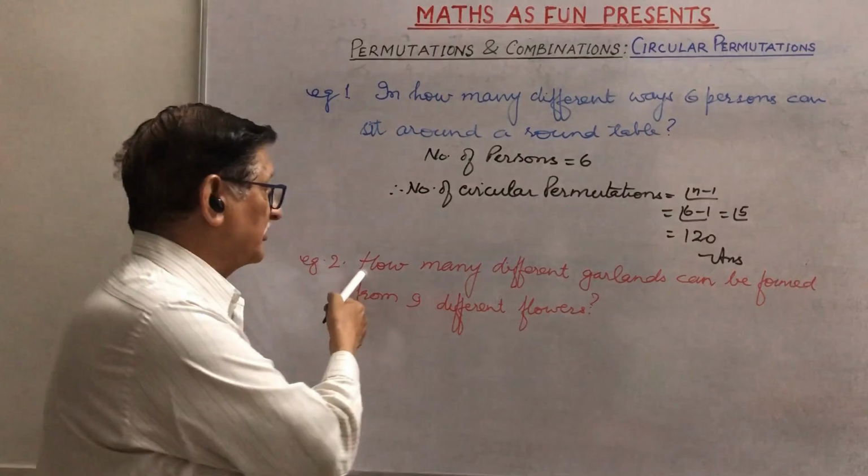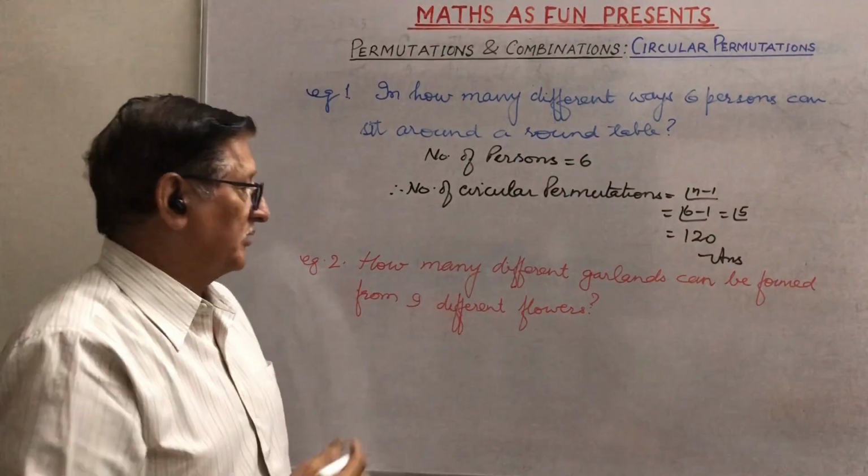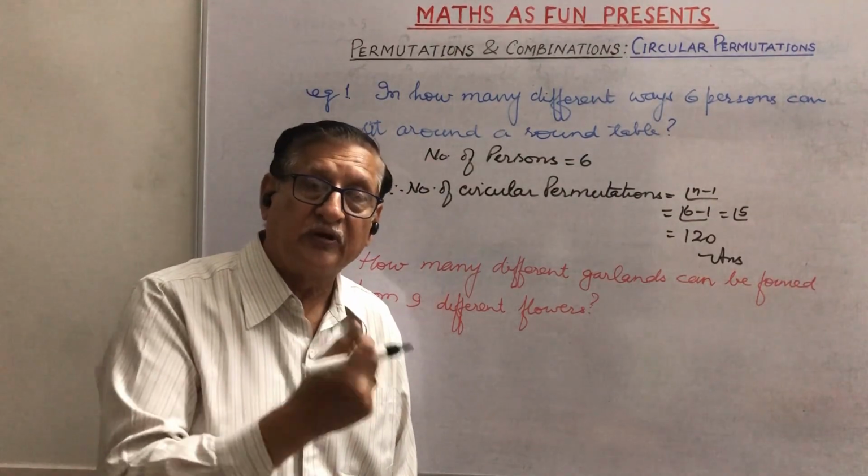Now the second example we take: how many different garlands can be formed from 9 different flowers?